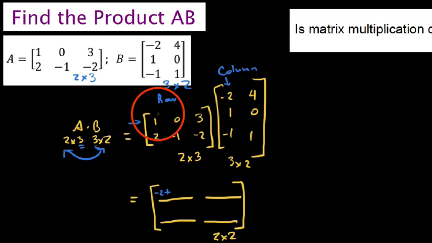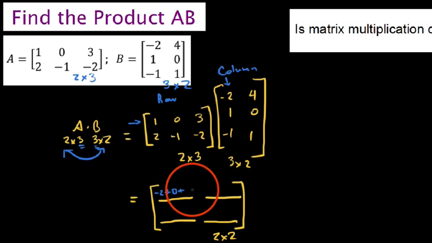Now we're going to move over in this row and move down 1 in this column, and we're going to multiply now the 0 times the 1. So 0 times 1, we get 0. Now plus, now we're going to move over 1 more in this first row to the 3 and move down 1 more in this first column to the negative 1.